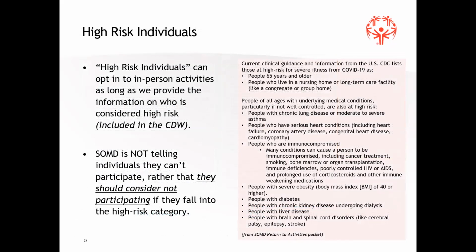This just lists the various folks who are generally speaking considered to have a higher risk of a more significant challenge or a more negative outcome if they get COVID. And so they're agreeing to that. We are not telling anyone that if they're in one of these high risk categories that they can't participate. They may want to consider that, but we are not telling them they can't. It's their decision, or in the case of a minor or someone who has a guardian, it's in the parent or guardian's discretion on participating.